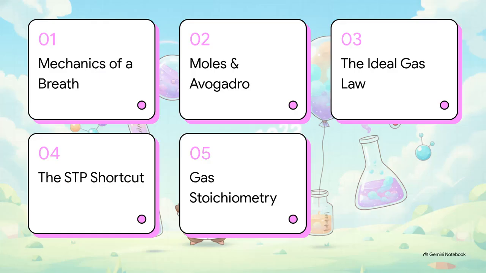So here is our cognitive roadmap for today. We'll start with those mechanics of a breath. Then we'll move into moles, volume, and Avogadro. Next, we build our toolkit with the ideal gas law. Then we look at a massive time saver called the STP shortcut. And we'll wrap it all up with gas stoichiometry.